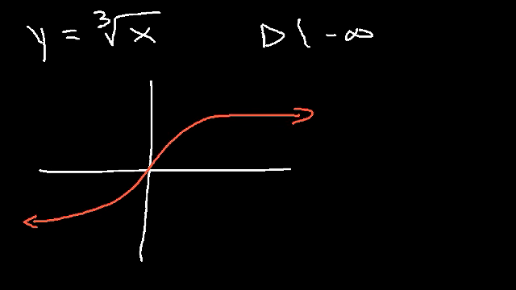The domain is from negative infinity to infinity. You can plug in any x value into the function. For the square root of x, you can't plug in a negative value. The square root of -4 is not a real number. The cube root of -8 is equal to -2. That's a real number.